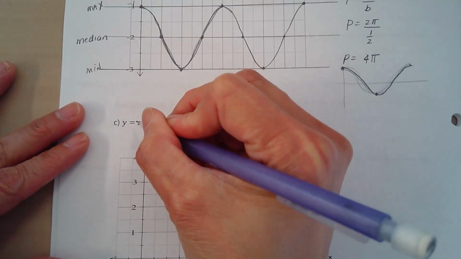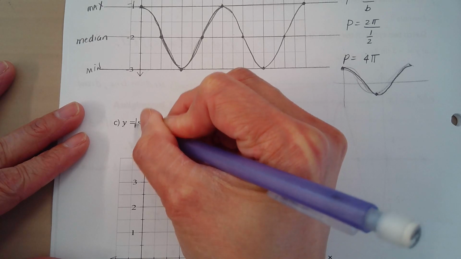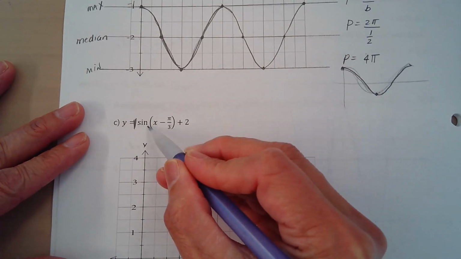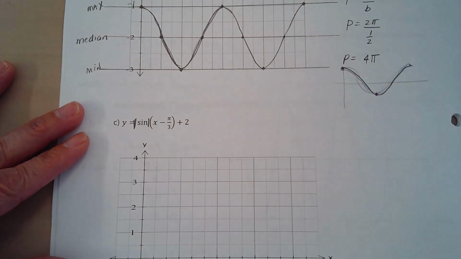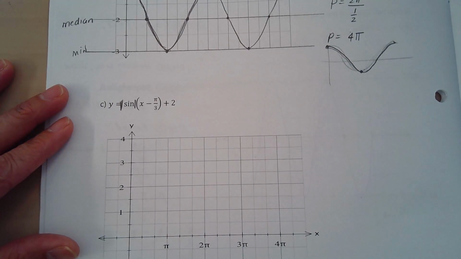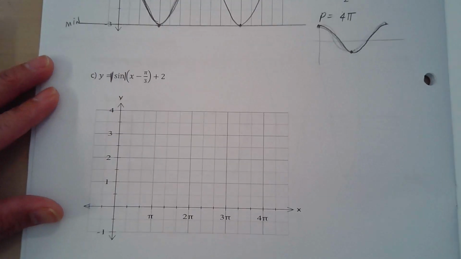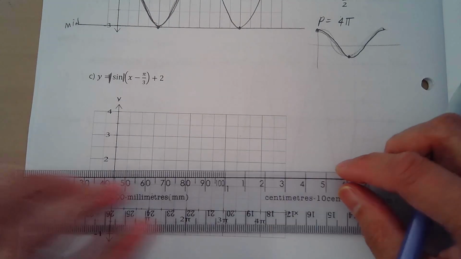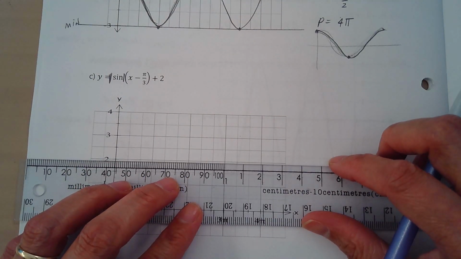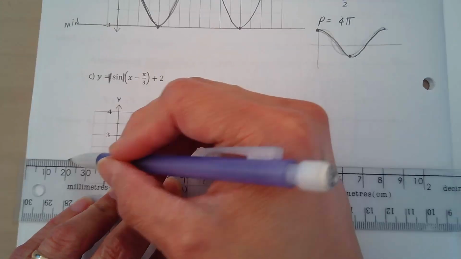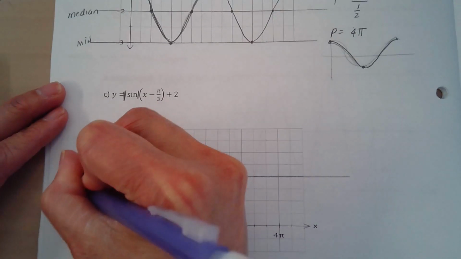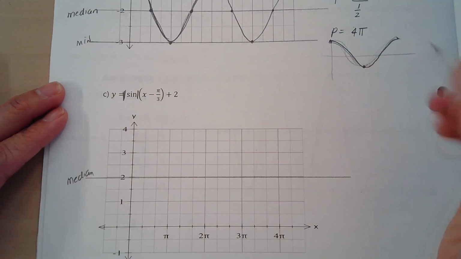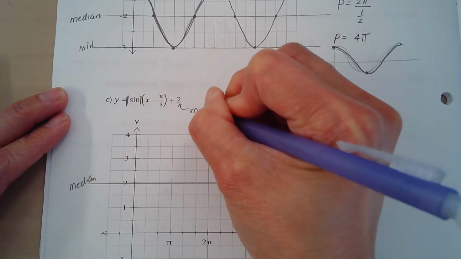What's the A value here? 1. What's the B value here? 1. Okay, very good. So the very first thing that we're going to do is 2, median line. This is our median.